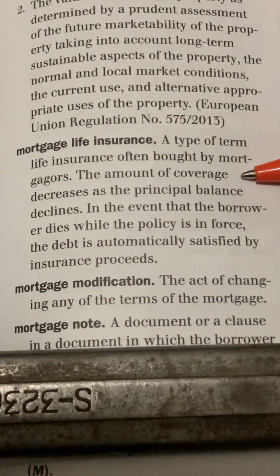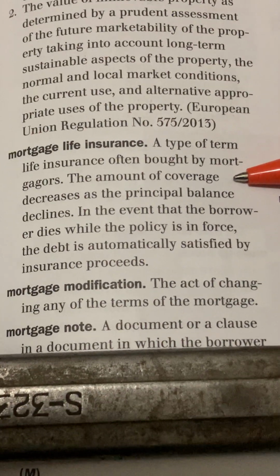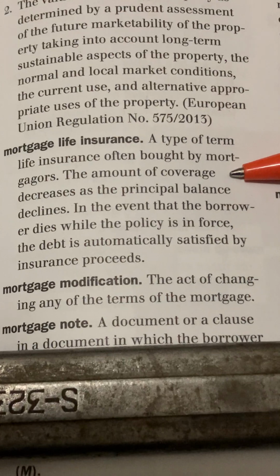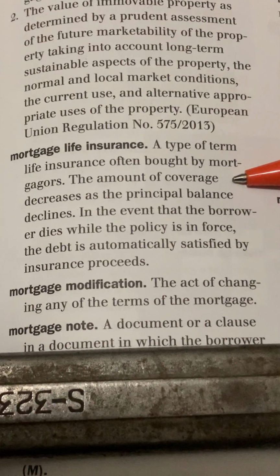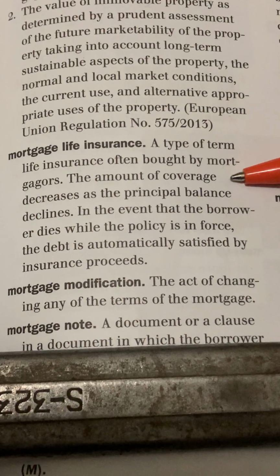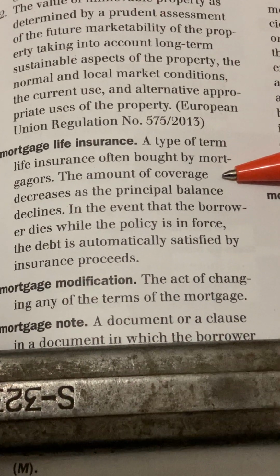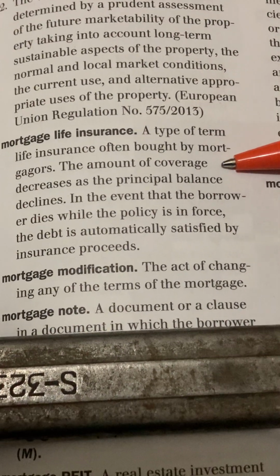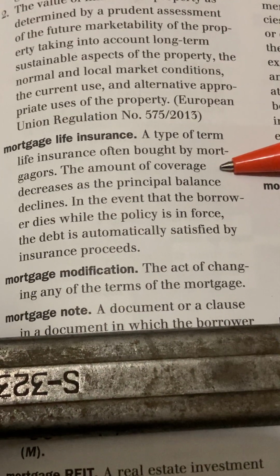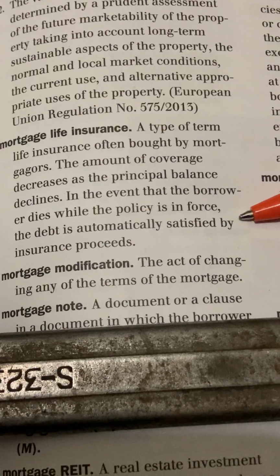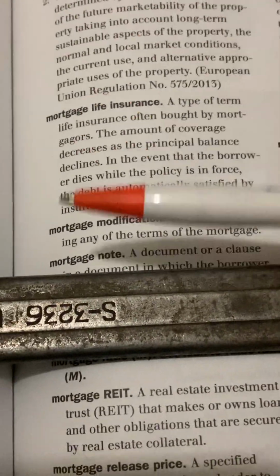Mortgage life insurance. A type of term life insurance often bought by mortgagors. The amount of coverage decreases as the principal balance declines. In the event that the borrower dies while the policy is in force, the debt is automatically satisfied by insurance proceeds.